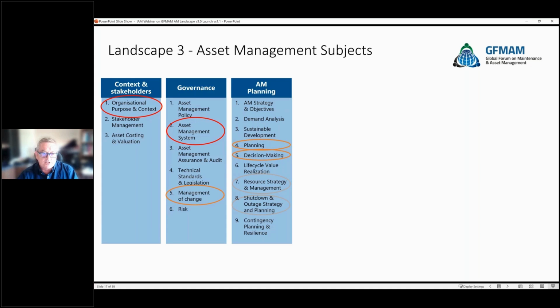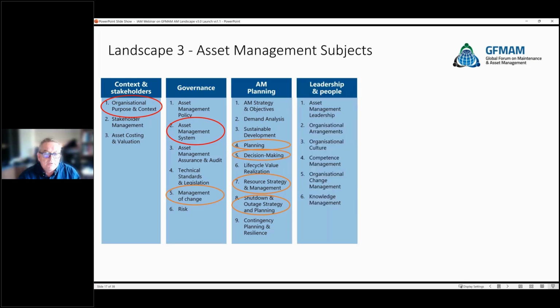Resource management strategy, shutdown outage strategy and planning were previously 2 separate subjects. Each of those were 2 separate subjects. We had resource management strategy and resource, I think it was management. They've been combined as outage strategy and planning, so effectively merged into two separate single subjects, if that makes sense. Contingency planning and resilience, not fundamentally changed.